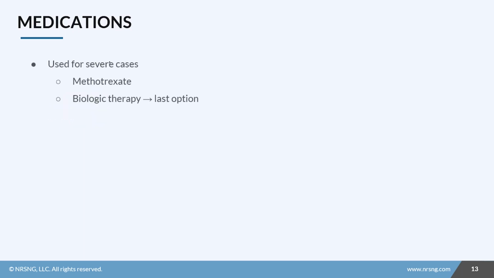Sometimes skin topicals just aren't enough to keep the psoriasis under control. So severe cases might call for something called methotrexate or even biologic therapy. Biologic therapy is typically the last option due to the expense and the side effects. What you need to know about these is they do suppress the immune system, which is good for treating the psoriasis, but also dangerous for the patient because they're more likely to be susceptible to other diseases.